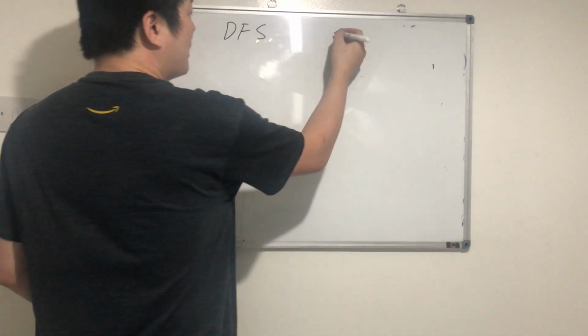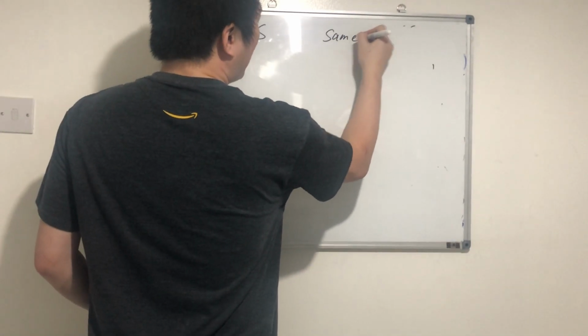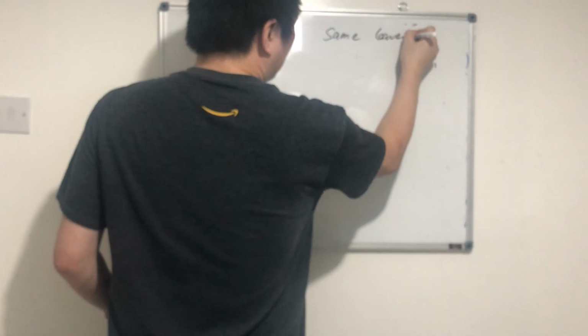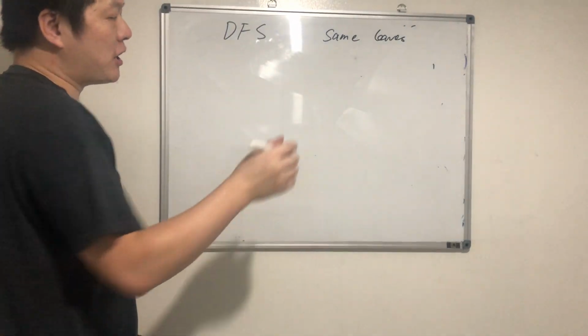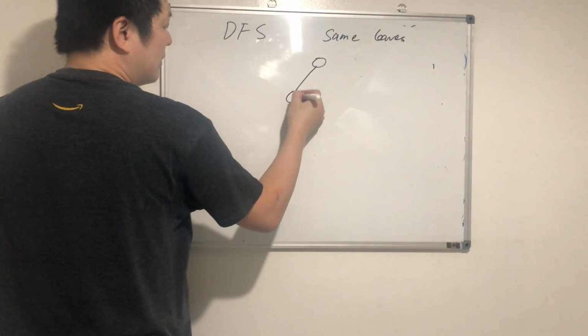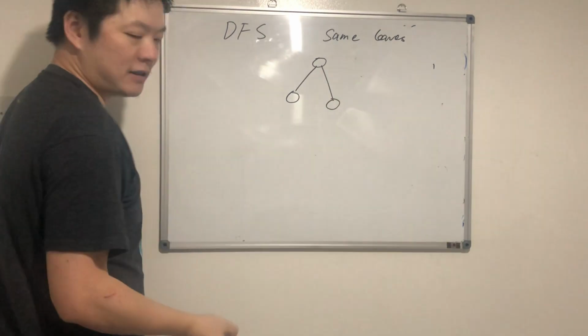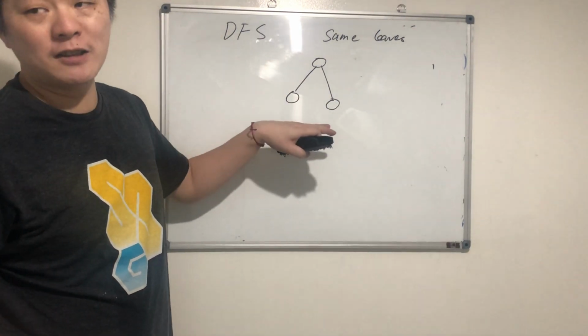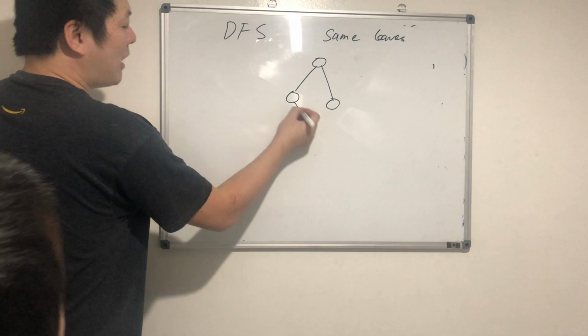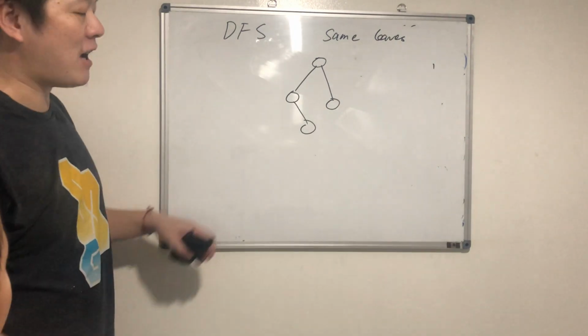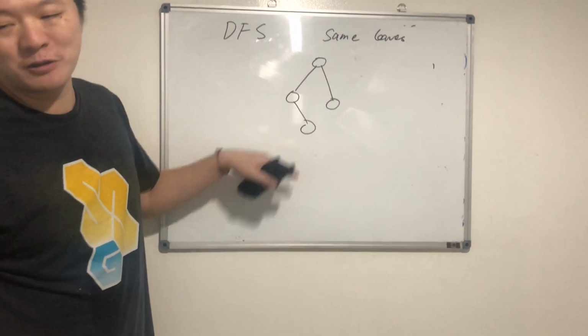So today we're talking about breadth first search. Same leaves. Okay, look. This is a binary tree, yeah? So the leaves are on level 1, so we should return true, yeah? And how about these? The leaves are on level 1 and level 2, so we should return false.